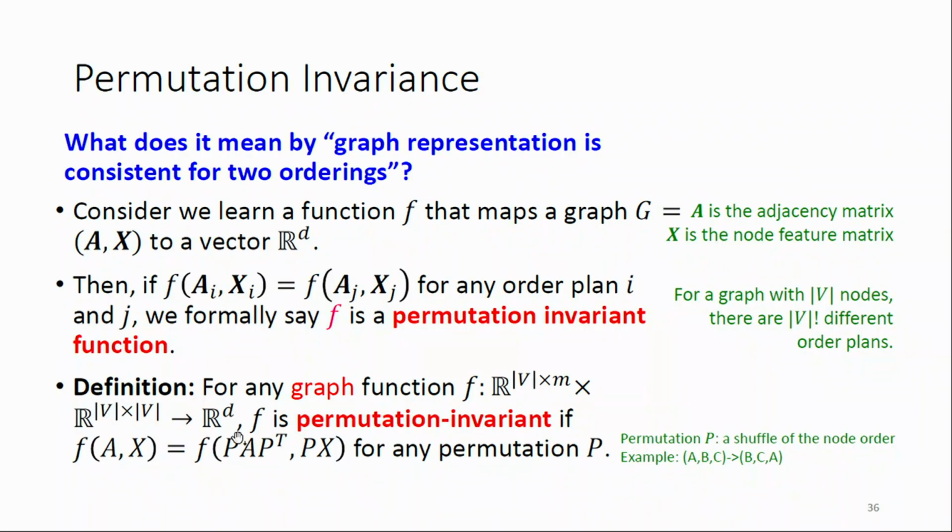The permutation here can be easily written as a matrix multiplication. The permutation matrix P, if you compute PAP transpose, effectively does the permutation for you on the matrix. And the definition here is that for any possible permutation matrix P, the result of this function remains the same.